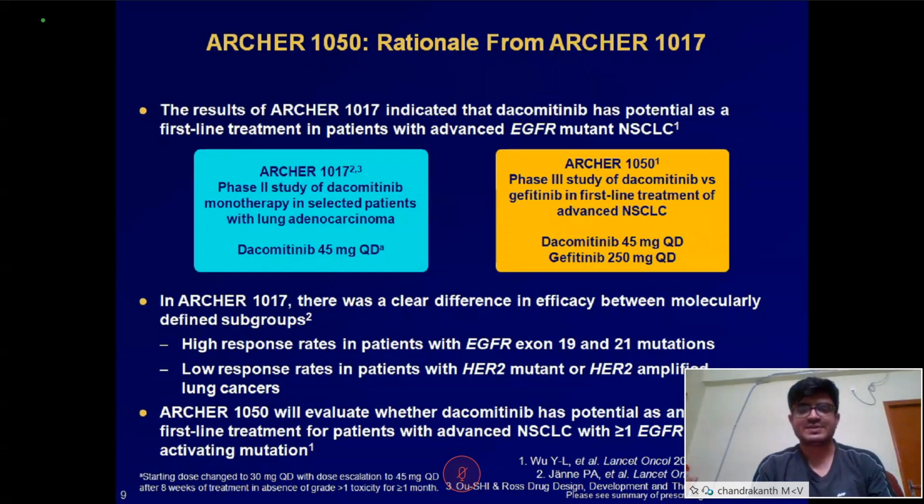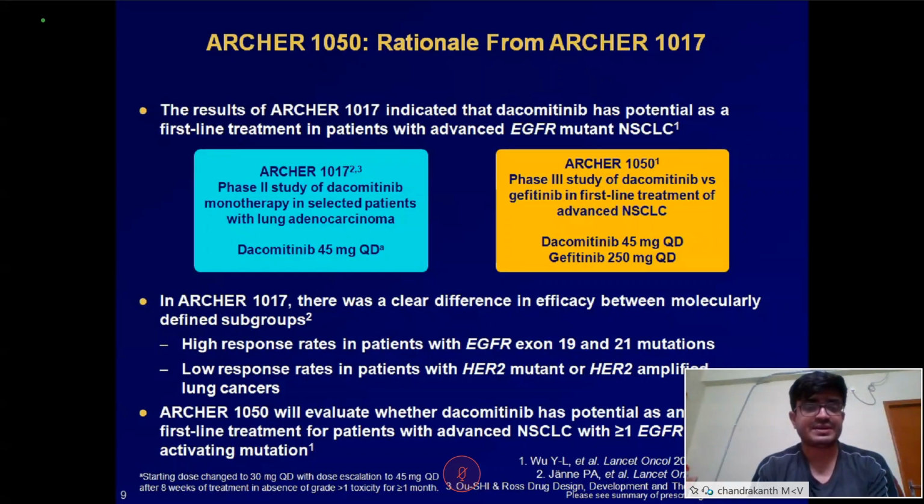So in the Archer 1017 trial, there were higher response rates in patients with exon 19 and exon 21, and there were low response rates in HER2 mutant or HER2 amplified patients, because the IC50 required for HER2 amplified and mutant is quite high, and therefore there were lower response rates.